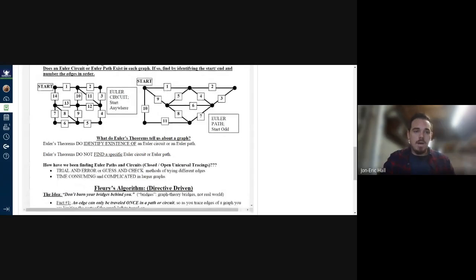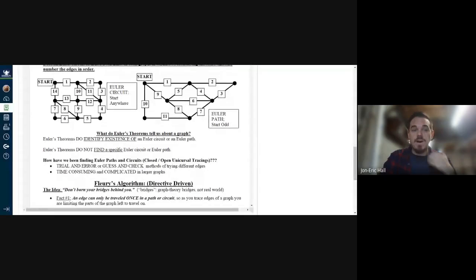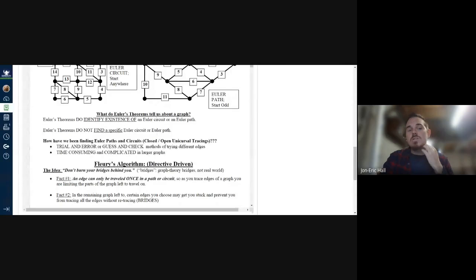So how have we been finding these Euler paths and circuits? We've been doing that with open and closed unicursorial tracings. If you remember that from 5.1 beginnings, and even after that, talking about the unicursorial tracings. Well, we've done trial and error and the guess and check game, right?